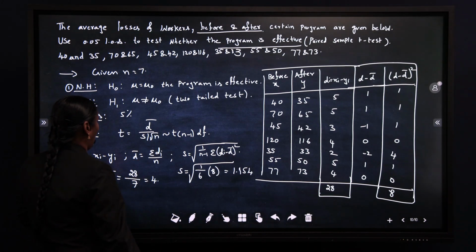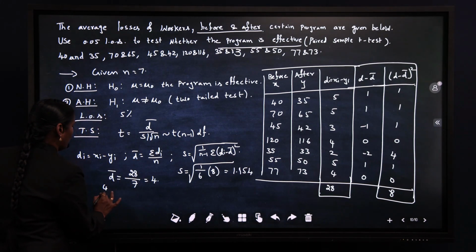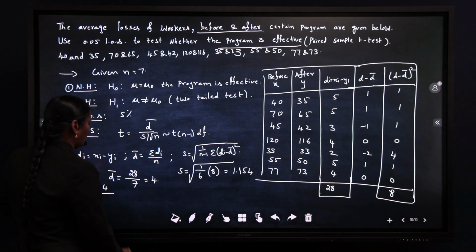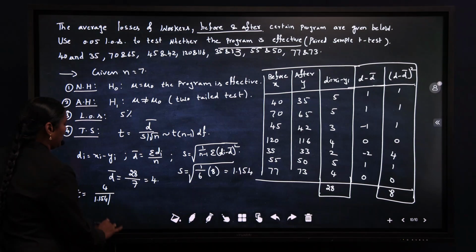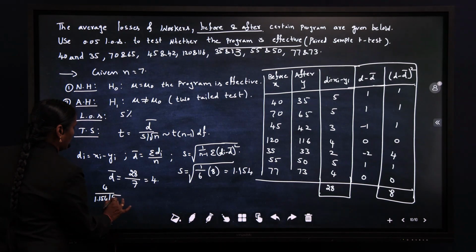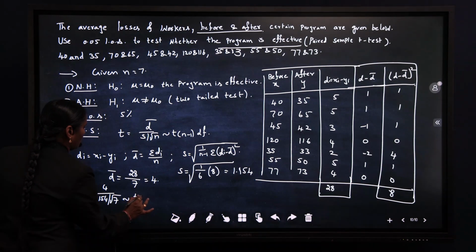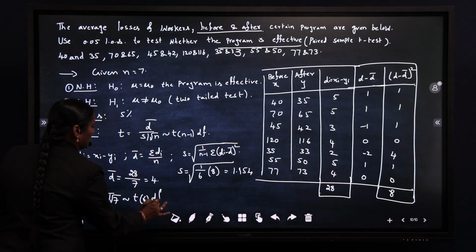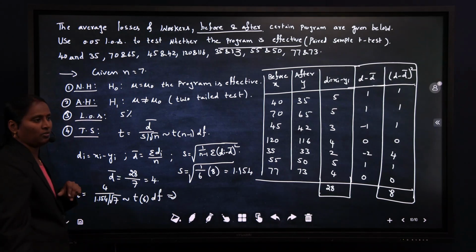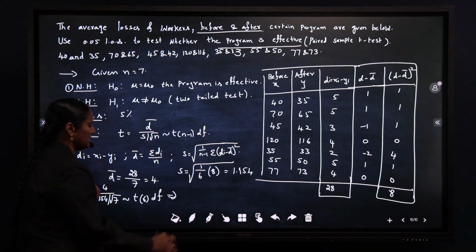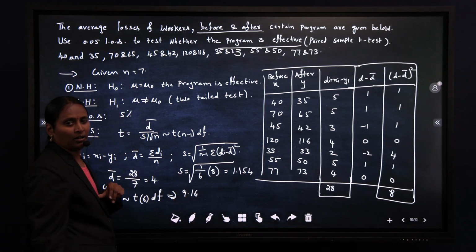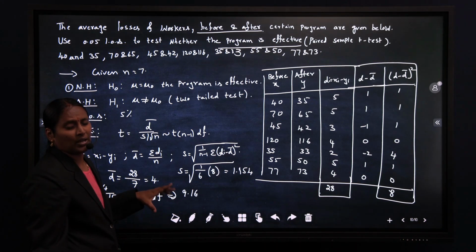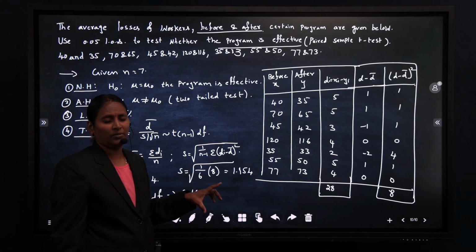t is equal to d bar divided by s by root n. d bar is 4, so we have 4 by 1.154 divided by root n. Root n is root 7, and the degrees of freedom is 7 minus 1, that is 6 degrees of freedom. Based on this, the calculated value of t is 9.16. Now we are going to find the table value.